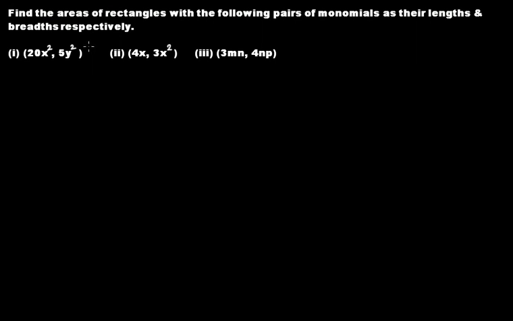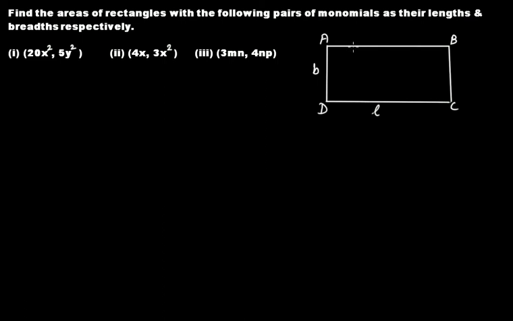The second part of the problem is find the areas of rectangles with the following pairs of monomials as their lengths and breadths respectively. Now it's saying that suppose you have this rectangle, it's not really accurate. And let's name it A, B, C, D. So this is the length and this is the breadth.